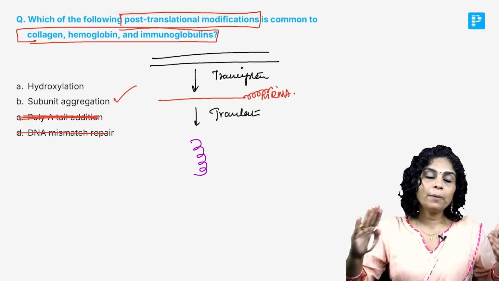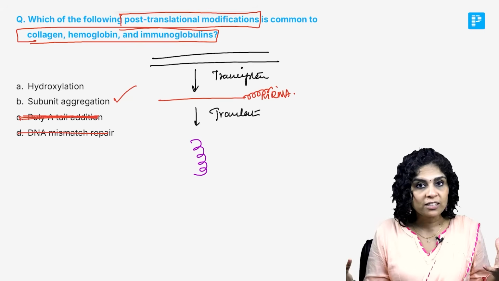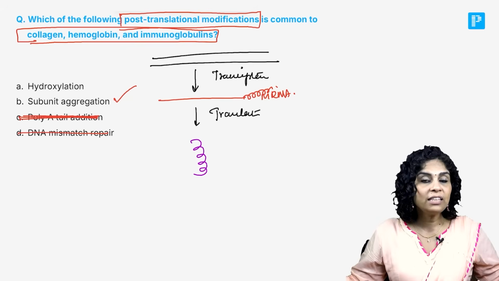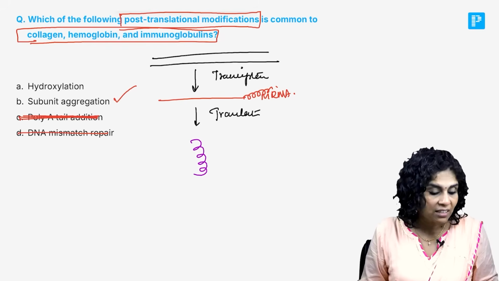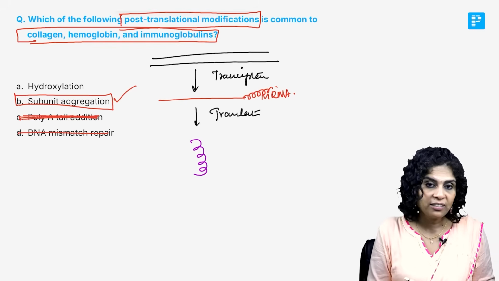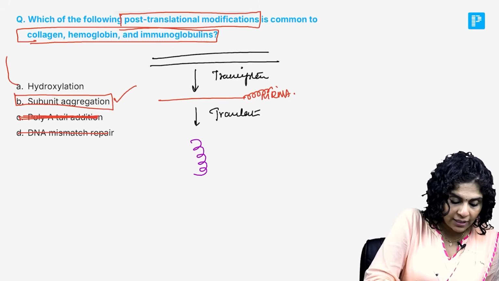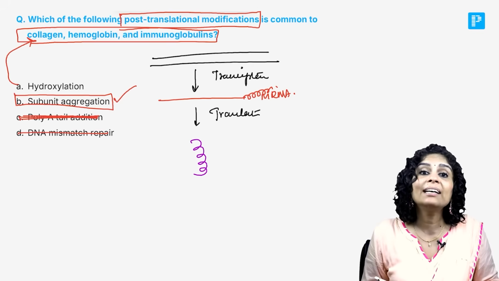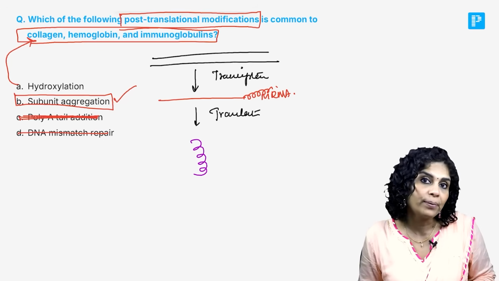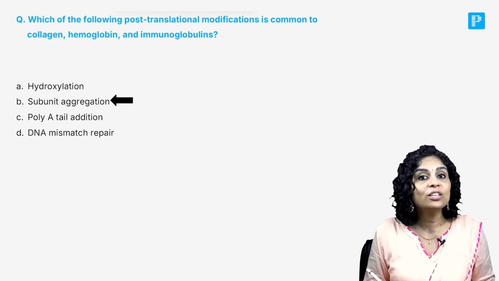So all these three proteins have what in common? They are all multiple subunit proteins. So during translation or after translation, all these subunits come and get aggregated. So the right answer for this question is subunit aggregation. It is not hydroxylation, because hydroxylation happens only for collagen maturation, not for hemoglobin, not for immunoglobulin. So the right answer here is subunit aggregation, choice B.